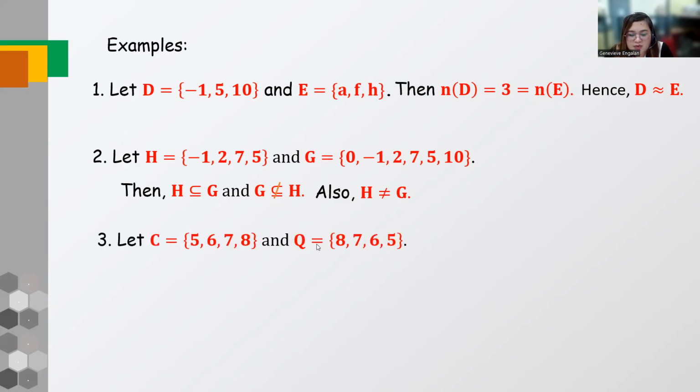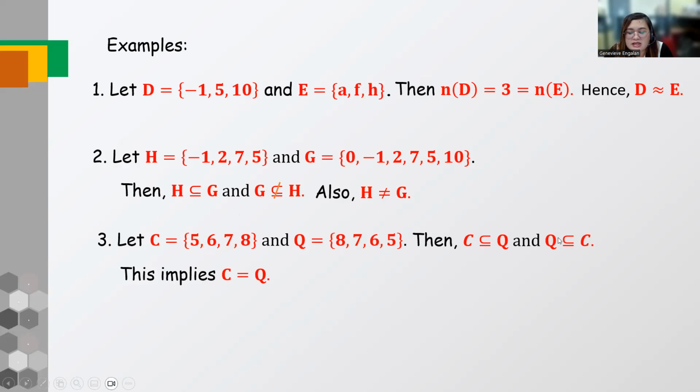Si C ug si Q, so as you can see, si C is a subset of Q and Q is a subset of C. Kay naman, si 5 naa kang C, naa pod siya kang Q. Si 6 naa kang C, naa pod siya kang Q. Si 7 naa kang C, naa pod siya kang Q. Si 8 naa kang C, naa pod kang Q. So, pasabot, si C is subset sa Q. Then we have, balihon na to, tanan elements pod ni Q is naa sa C. So, pasabot, si Q is also a subset of C.